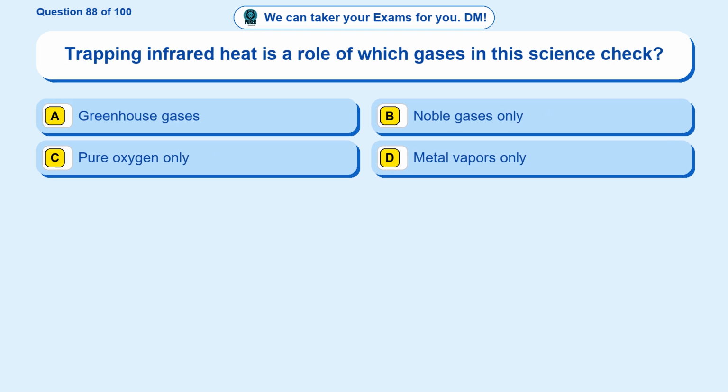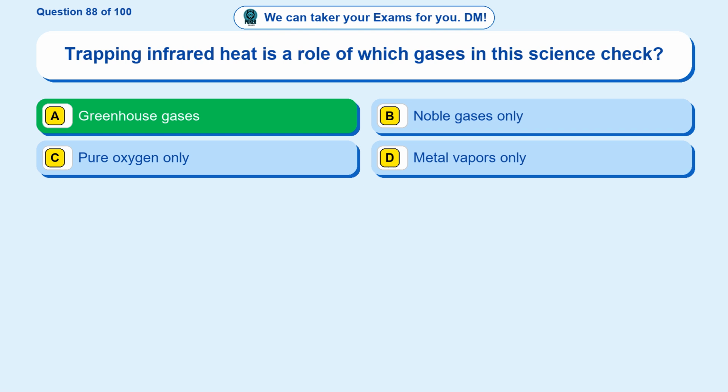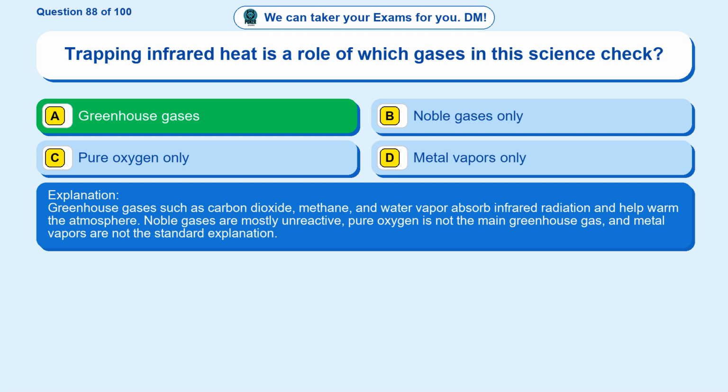Question 88. Trapping infrared heat is a role of which gases in this science check? Option A, greenhouse gases. Option B, noble gases only. Option C, pure oxygen only. Option D, metal vapors only. The correct answer is option A. Greenhouse gases. Greenhouse gases such as carbon dioxide, methane, and water vapor absorb infrared radiation and help warm the atmosphere. Noble gases are mostly unreactive, pure oxygen is not the main greenhouse gas, and metal vapors are not the standard explanation.